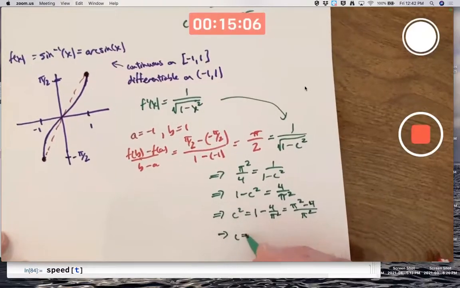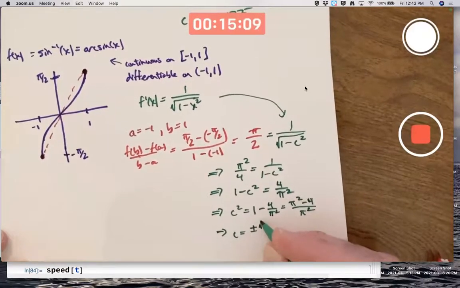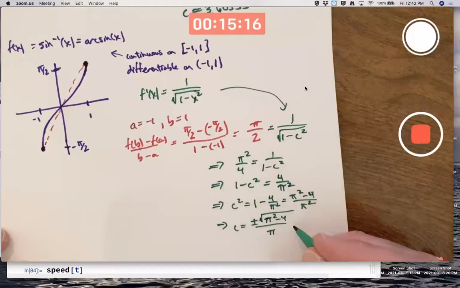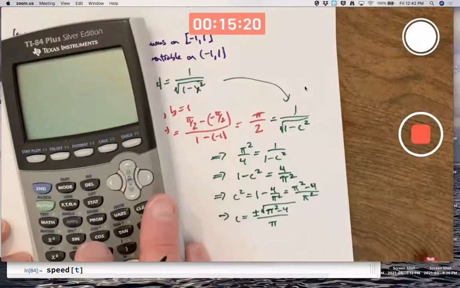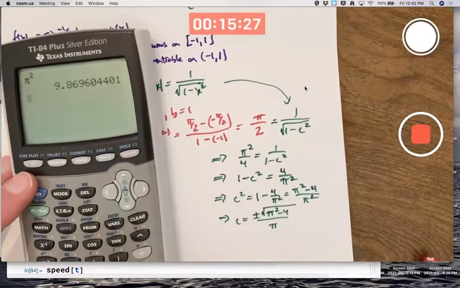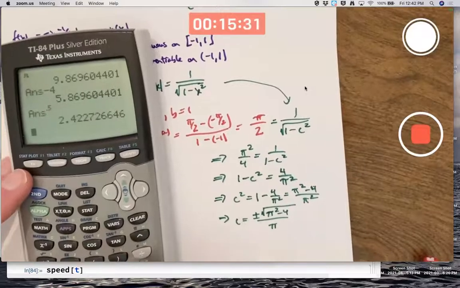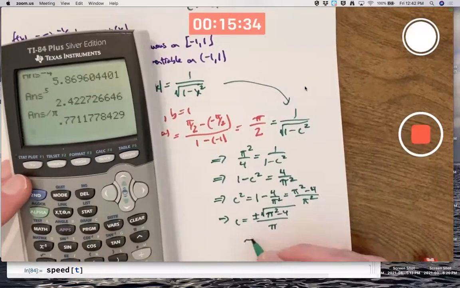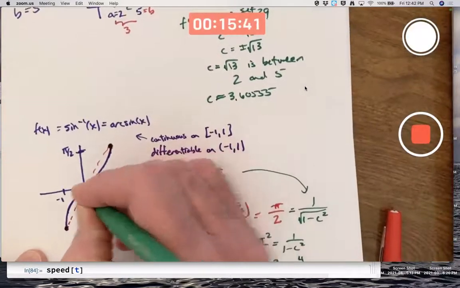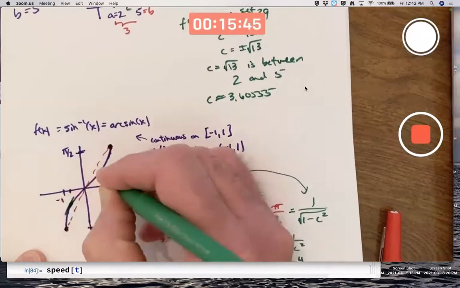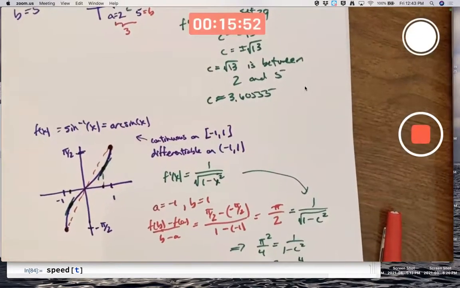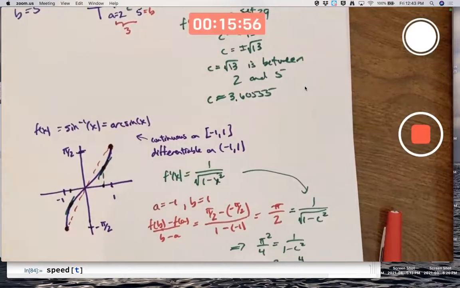And that means c is plus or minus the square root of that thing, which will be plus or minus the square root of pi squared minus 4 over pi. And I believe these numbers, I checked it out beforehand, are close to 0.7 something. I guess I can do it quick here. Square root of pi squared minus 4, divided by pi. Yeah, these are approximately plus or minus 0.77. So right about here and here, you've got tangent lines that are parallel to the secant line. Again, my drawing is not perfect, so it might be a little misleading.